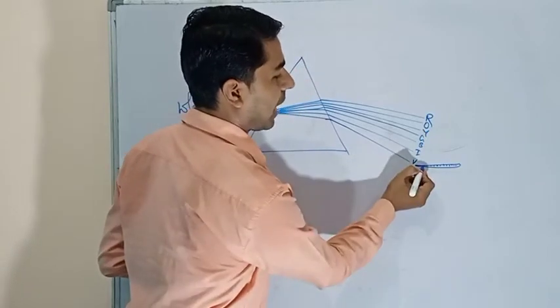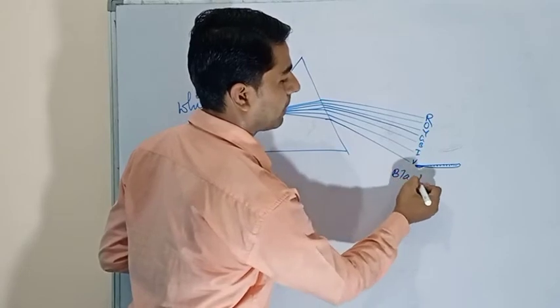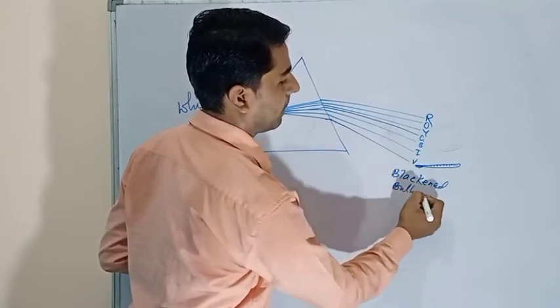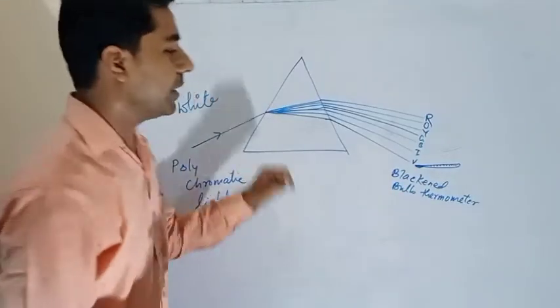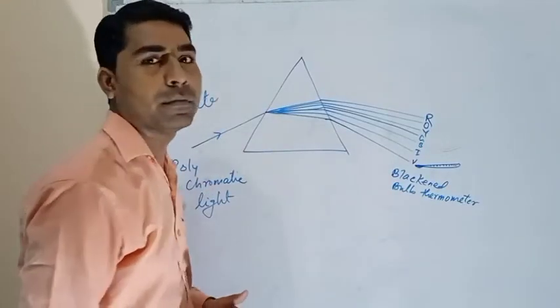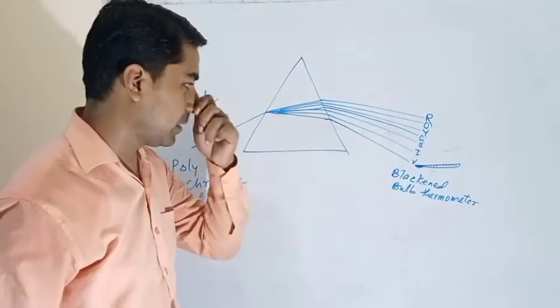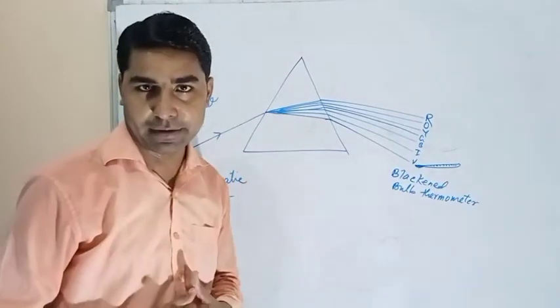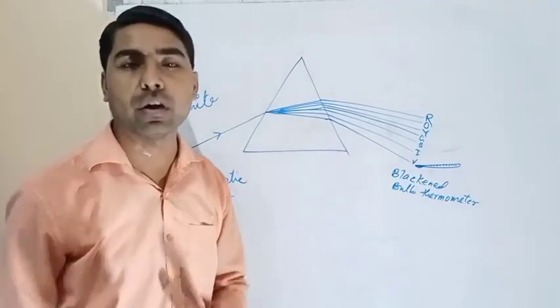And this thermometer is blackened. You can say the blackened bulb thermometer. Why? Because black will absorb all the wave bands. As we have already discussed in this chapter, white and black are not colors.